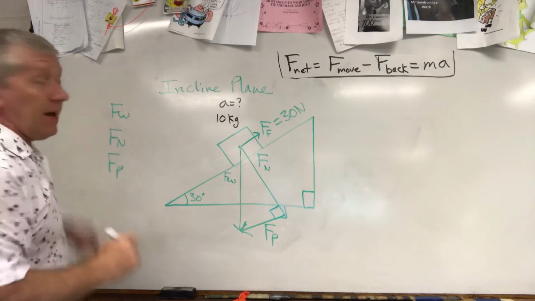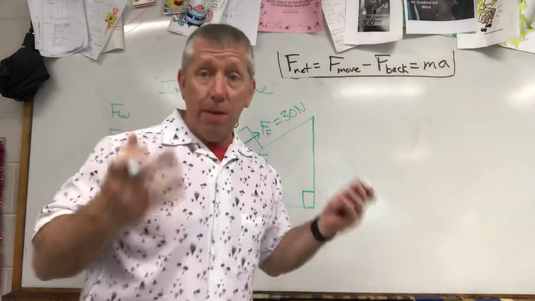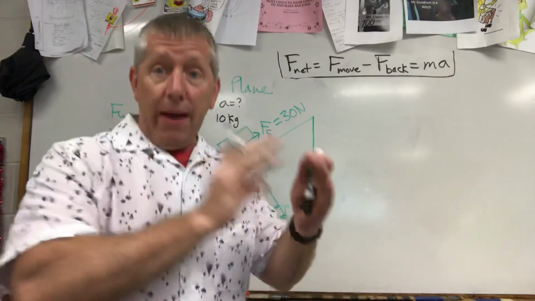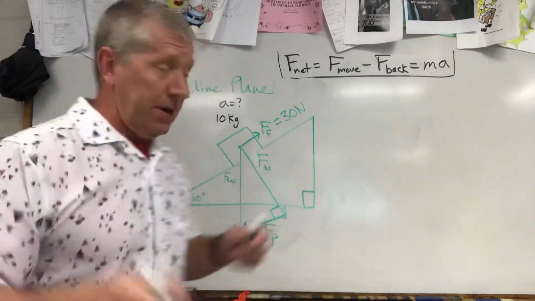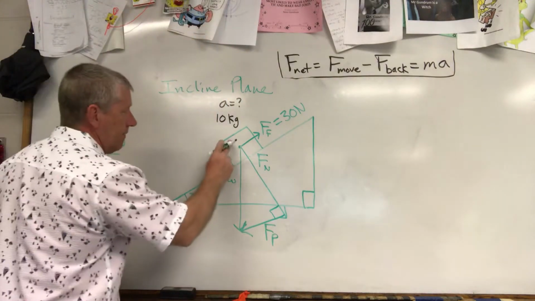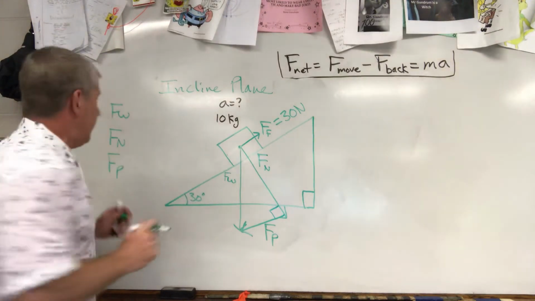All right, Fw. That's easy. That's Fw is equal to mg, mass times acceleration due to gravity. That's it. Okay. So what is the weight of this 10-kilogram box?